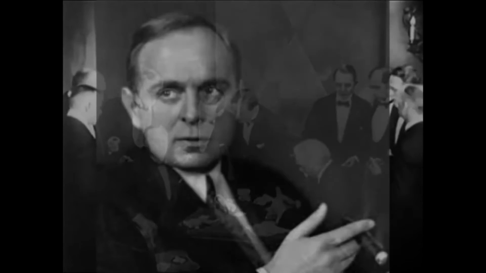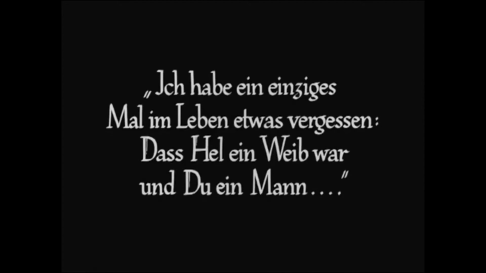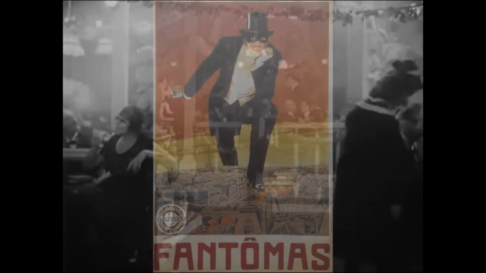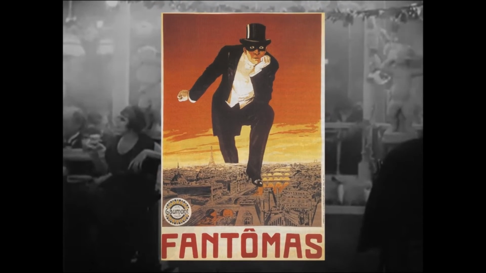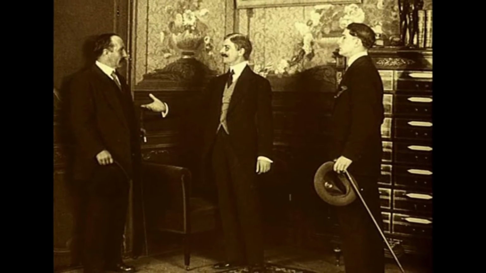Dr. Mabuse is played by Rudolf Klein-Rogge, who was a mainstay in director Fritz Lang's films throughout. So we're going to see him in and out of some of the films we're going to be discussing today. He was the main mad doctor in Metropolis as well. Fritz Lang was a big fan of the Fantômas series, 1913, and the links are pretty strong. In every Fantômas episode, the main character shows the viewer his disguises.